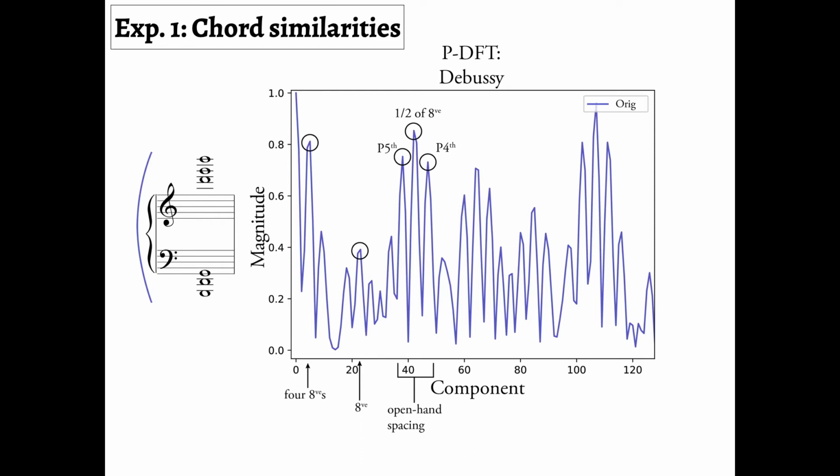So you can see all the way at the left, we have a prominent peak corresponding to a spacing of 4 octaves, which is, of course, one of the most distinct features of this chord. Then we have later peaks for the octaves within each hand, as well as the smaller intervals within each hand.